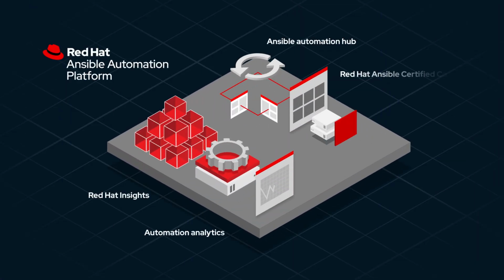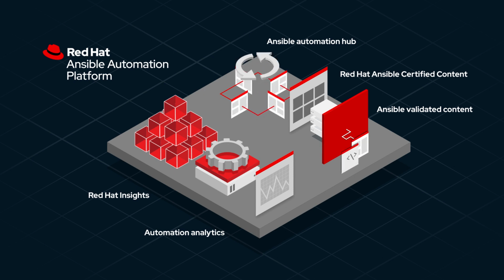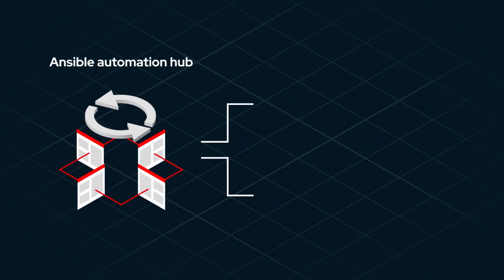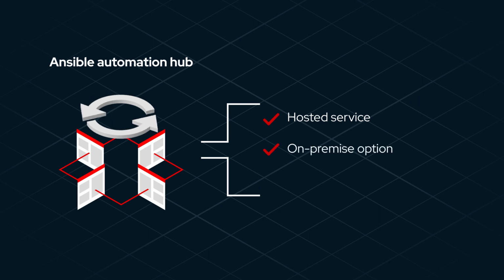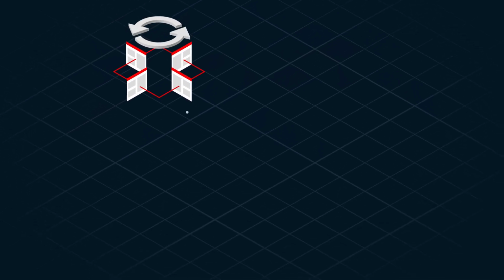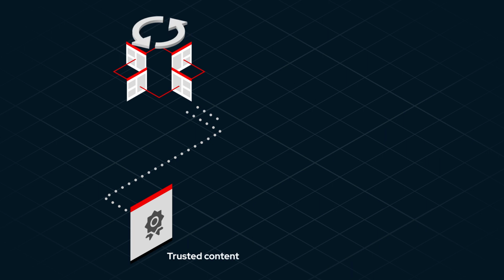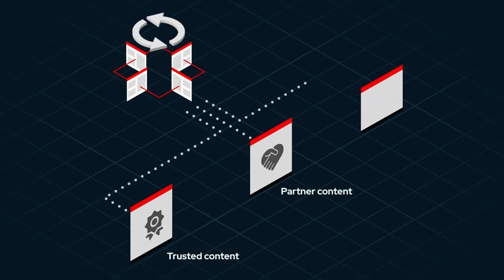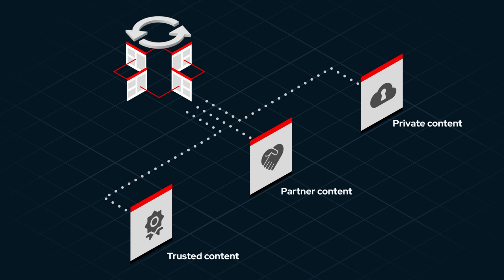Included in your Red Hat Ansible Automation Platform subscription, Ansible Automation Hub, available as a hosted service and as an on-premise option, offers easy access and management of Ansible content maintained by Red Hat and our partners. With Red Hat Ansible Automation Hub, you can quickly locate trusted content, as well as host, share, and control your own private content that you want your teams to consume.